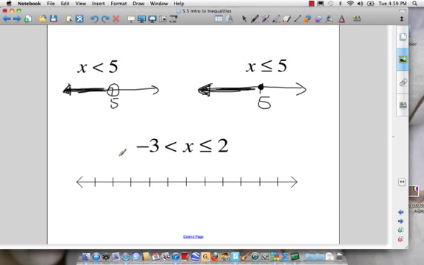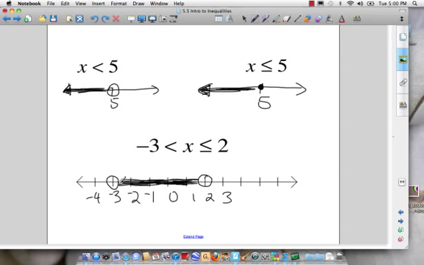Okay, this next one. How do you show -3 less than x less than or equal to 2? Well, -4, -3, -2, -1, 0, 1, 2, 3, and so on. Here's -3. Here's 2. And I'm looking for everything in between. So I shade in all the numbers between -3 and 2.